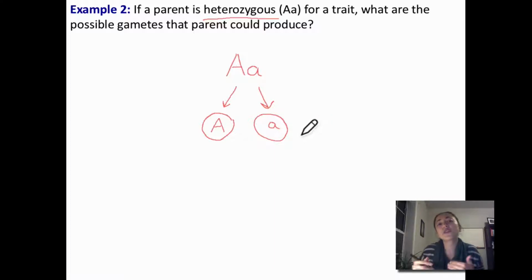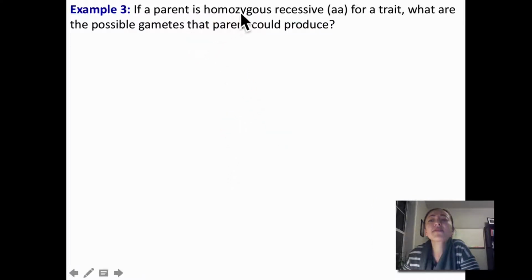So again, remember this word, what I'm drawing here in the circles are the possible gametes. And another word for gametes are sperm or egg. Okay, so let's do one more example here. If a parent is homozygous recessive for a trait, what are the possible gametes they could make? Well, homozygous means the same, so they have the same alleles. Since they're homozygous recessive, they're both recessive, so they're both tiny. And the only gamete this parent could make would be one that has a little a in it.